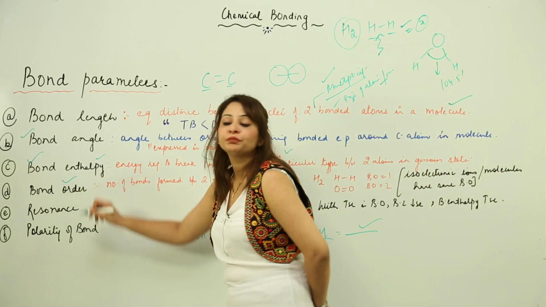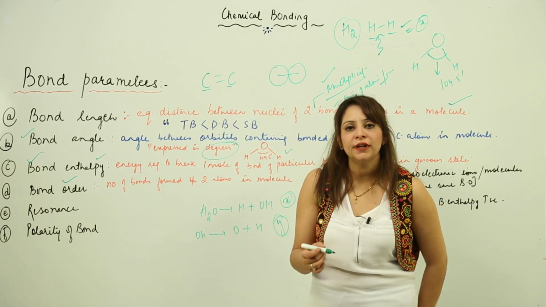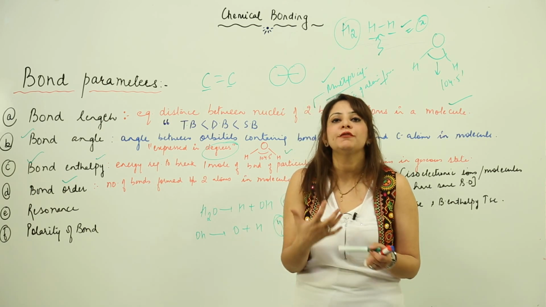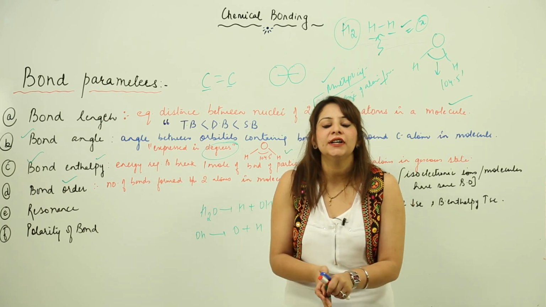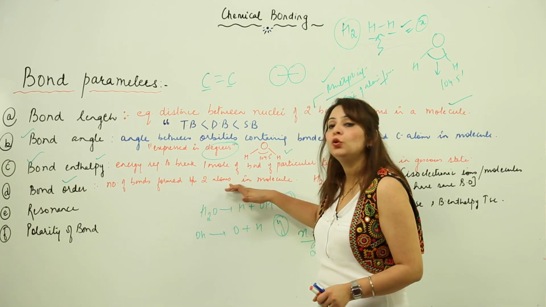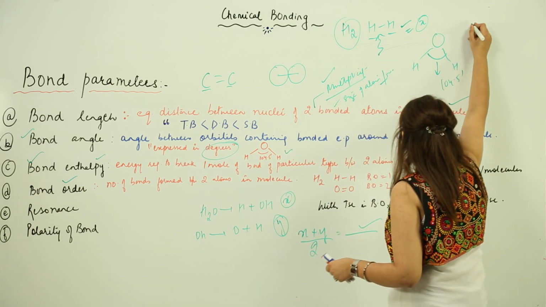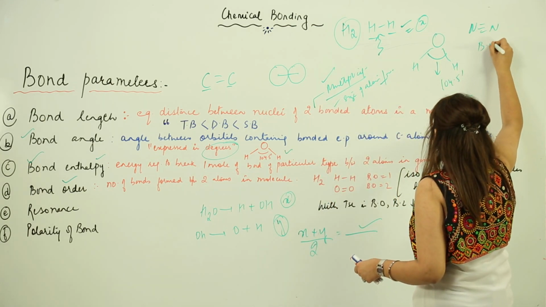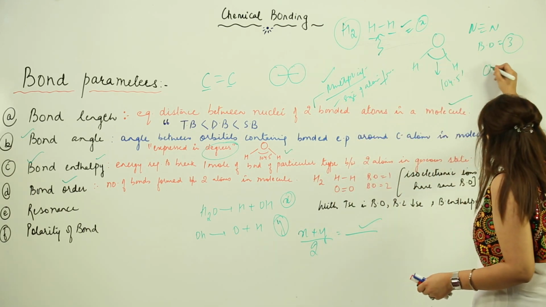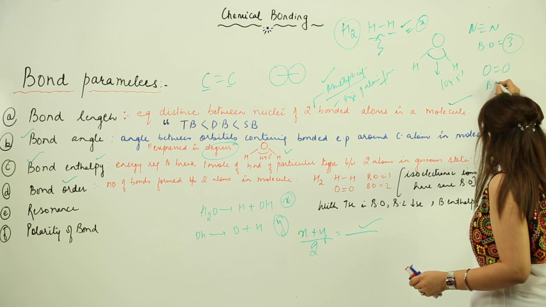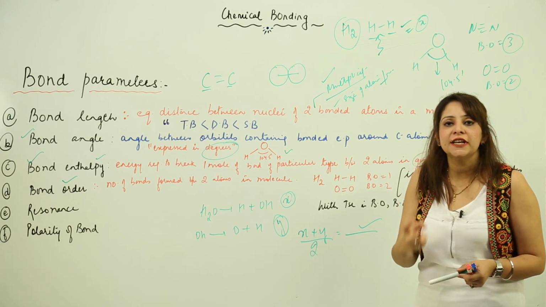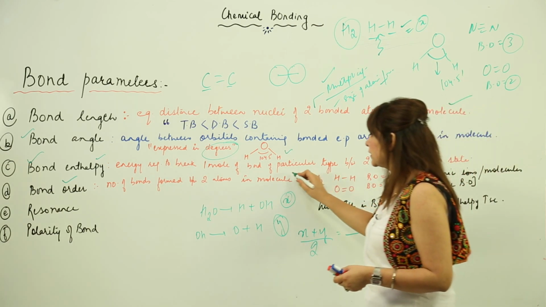Next is bond order. As I told you, we are going to study many theories, and according to the different theories we have different definitions for bond order. But as far as we have discussed till now, bond order is the number of bonds formed between two atoms in a molecule. As we see, in nitrogen there is a triple bond. So how many bonds are formed? 3. So obviously bond order is going to be 3. Likewise, in the oxygen molecule there is a double bond, so bond order is going to be 2. So the number of bonds possessed by the two atoms in a molecule indicates the bond order, right?